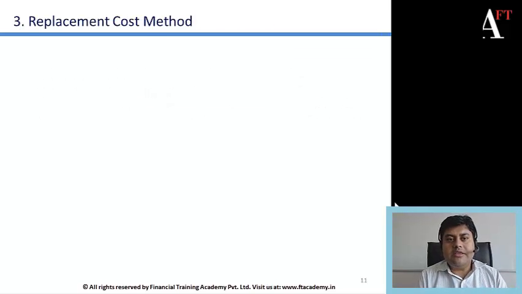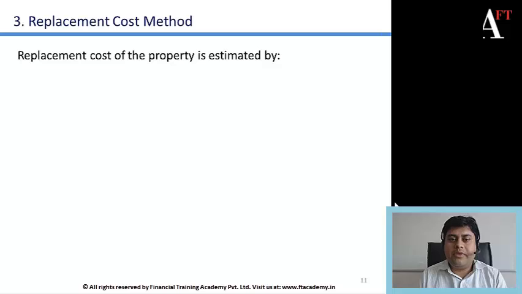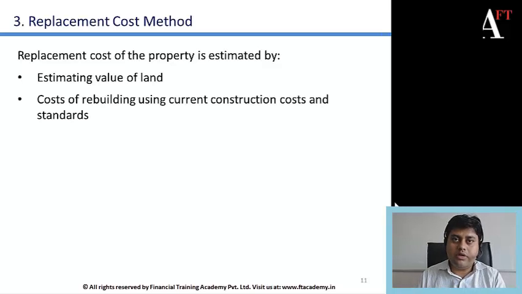And the last one is the replacement cost method. Obviously the name suggests that the value of the property is determined in the form of what is the replacement cost of such a property, and this is estimated by estimating the value of the land on which the property sits. It will also include the cost of rebuilding the entire property, that is using the current construction costs and standards. So say the property's construction was 10 years old and now the technology has changed, the construction material prices have changed, etc. So the cost of rebuilding the entire same property at current costs and standards will be included here.